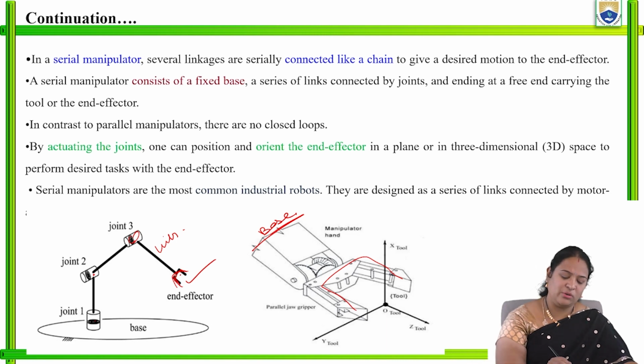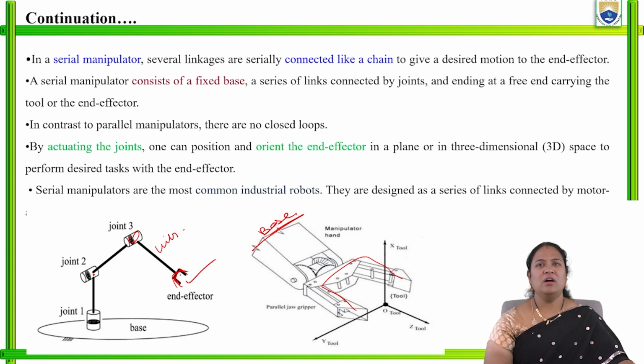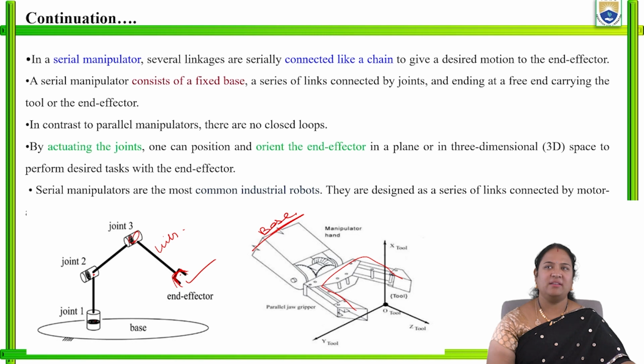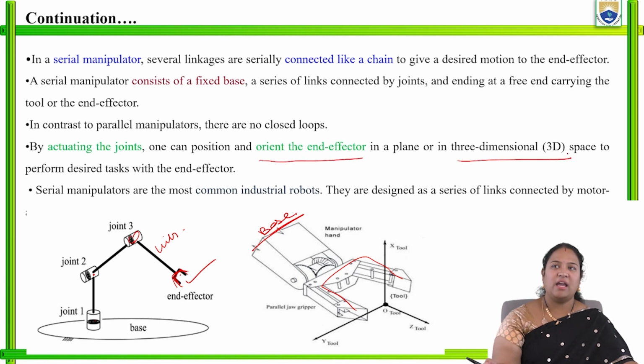As I've told you, the movement of the end effector will be done with the help of the free movement of the joints and the links which have been connected in the form of a chain. Right. So this particular type of robot is not a closed type. That is, the parallel manipulator is one of the closed type. There are no closed loops constrained in this. By actuating the joints, one can position and orient the end effector in planar or three-dimensional space. Right? In this particular type of serial manipulator, the end effector orientation will be done in a three-dimensional space.